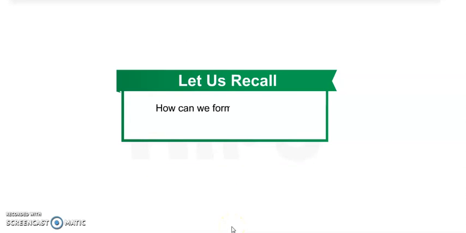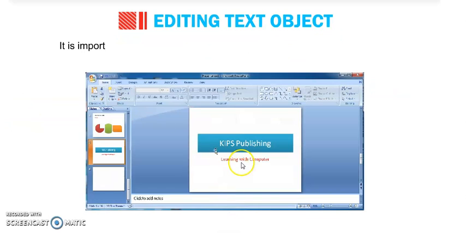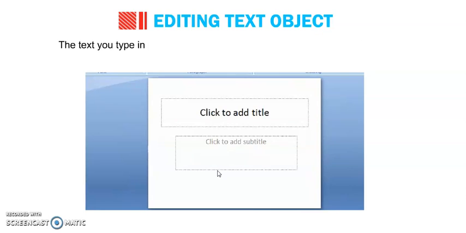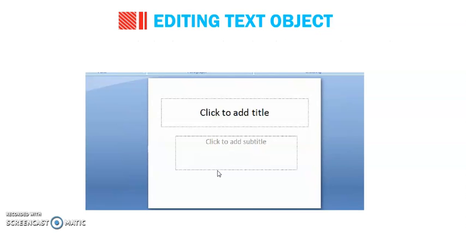Now there is another, let us recall how we can format a table with predefined themes. That we have also done. Next, editing text objects. These are the texts we have typed in our slides. How can we make changes in them? It is important to know how to perform basic tasks with text while working in PowerPoint. Text you type in placeholders such as title, subtitle, etc. can be modified in a variety of ways.